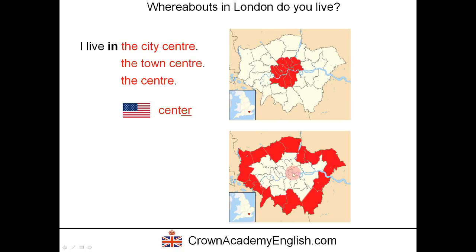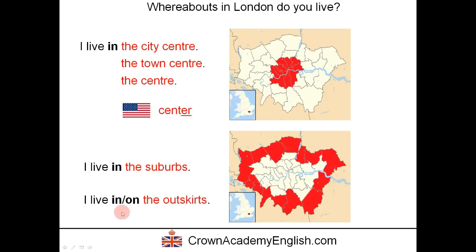And here is the opposite. If we don't live in the city centre, then we can say, I live in the suburbs. The suburbs is at the edge of the city. It is far from the centre. It's not the centre, this is the centre. It's at the edge, far away from the centre, in the suburbs.